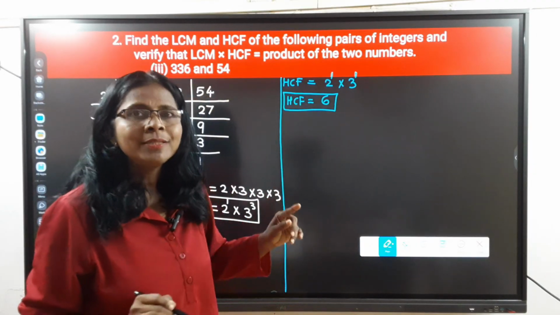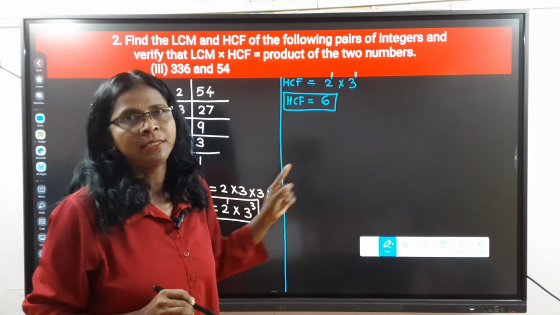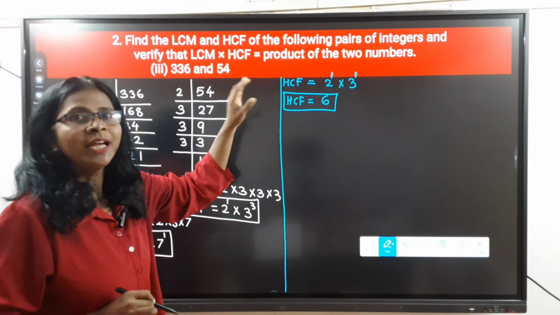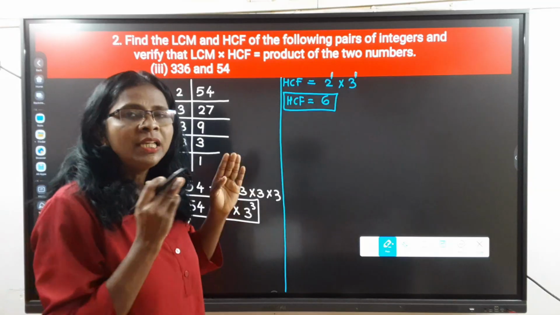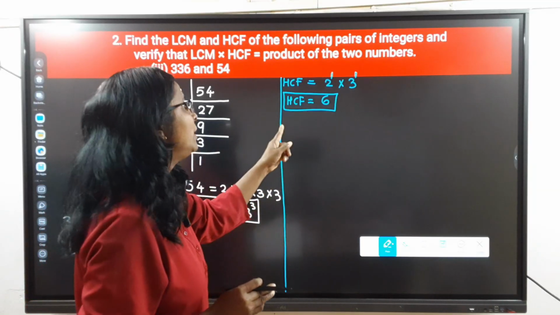Okay students, this is the proper method for class 10 CBSE or NCERT students. Okay, so now we have to calculate the HCF and the LCM. To calculate HCF and LCM, this is the specific or proper method. So learn this method students.